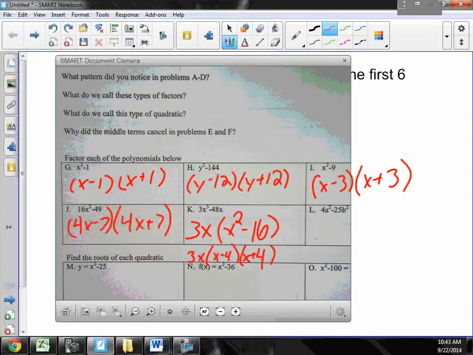What about L? What are the perfect squares in L?